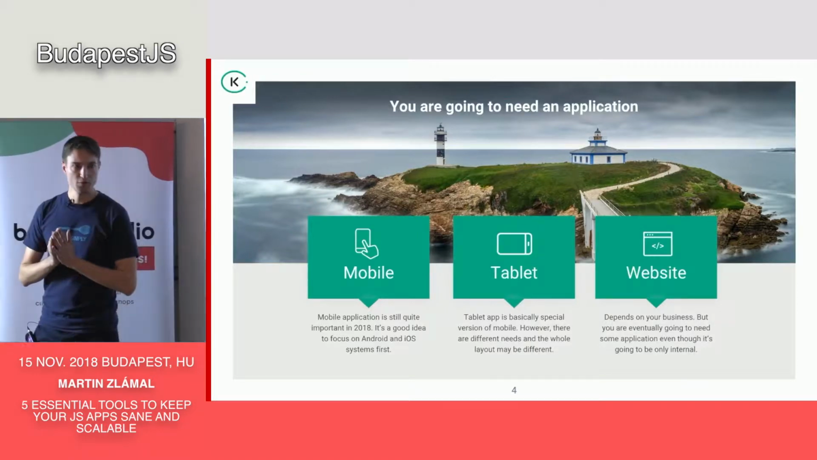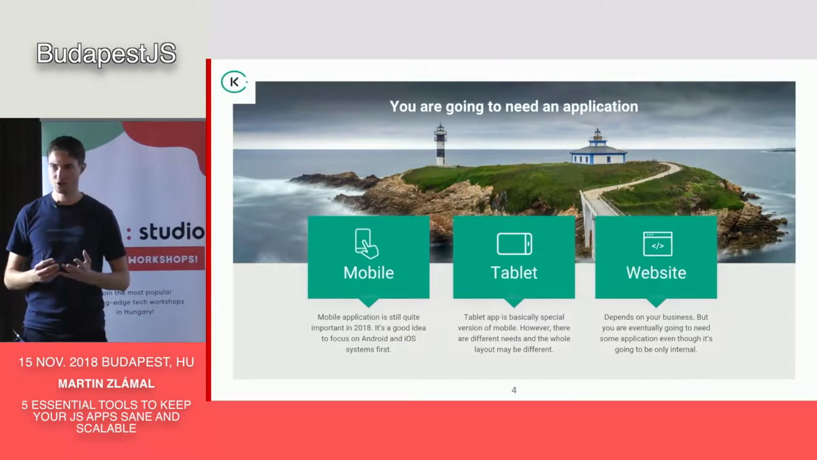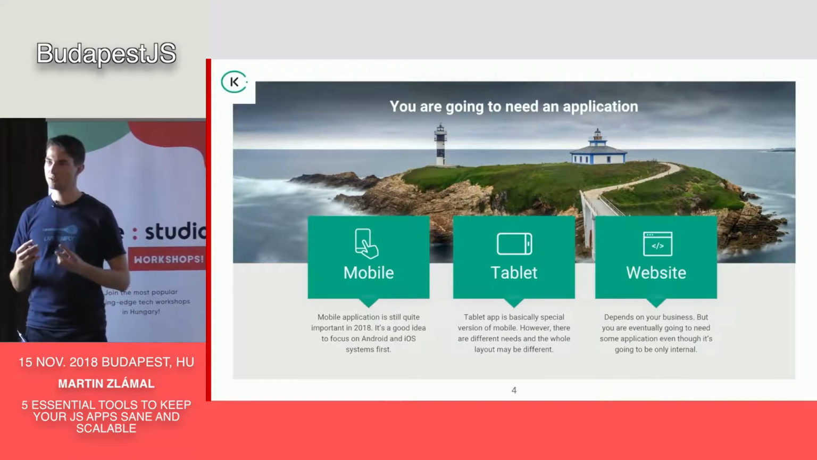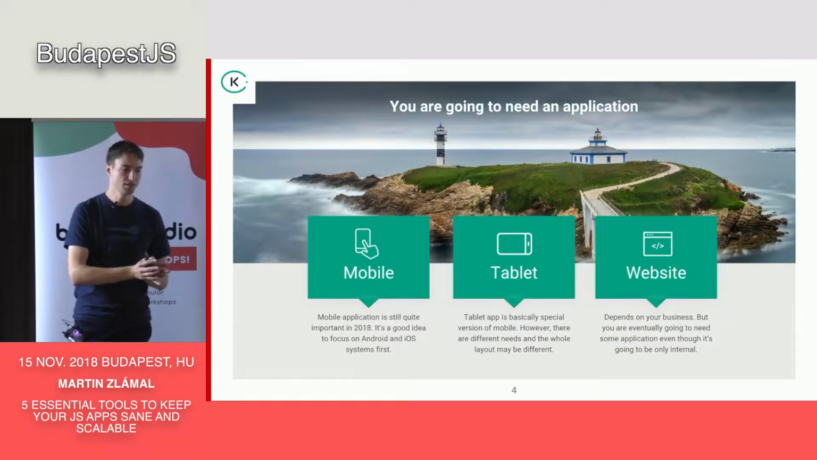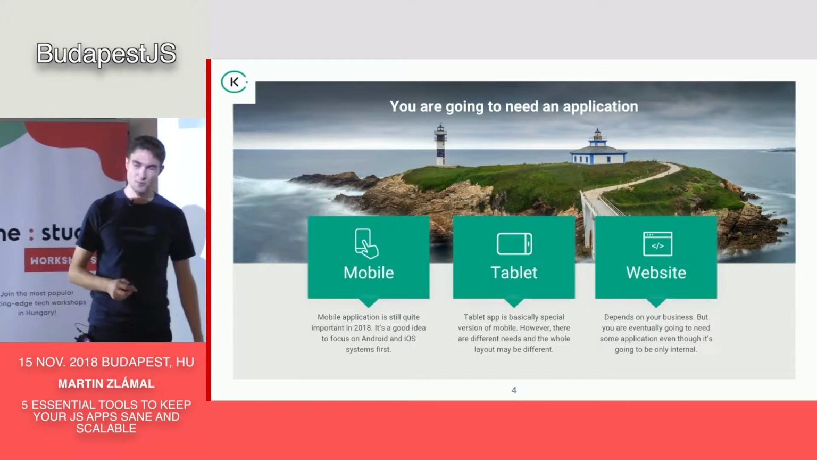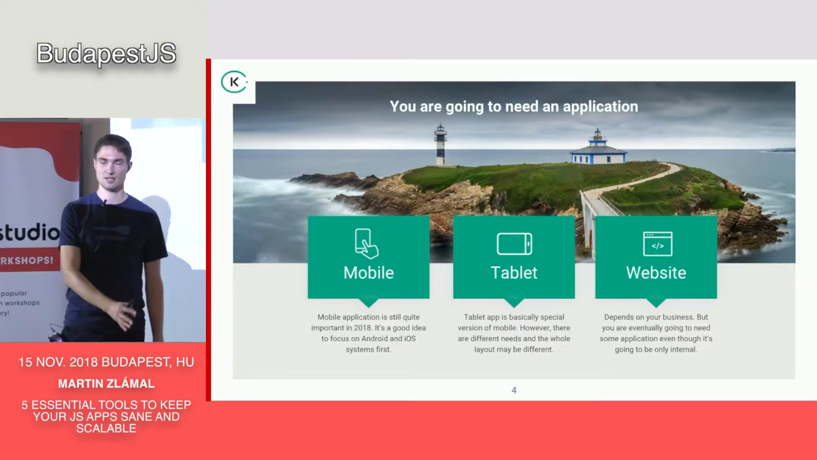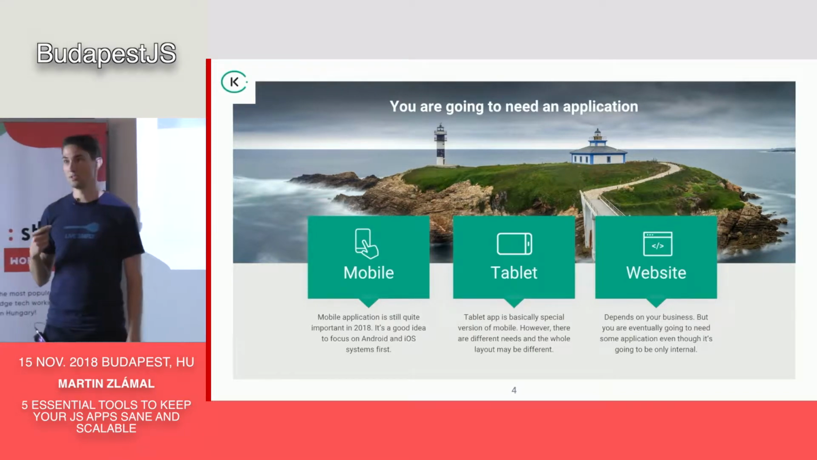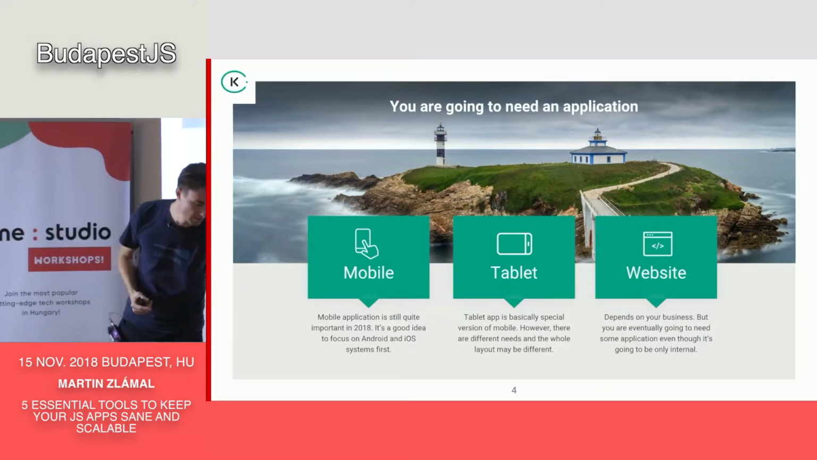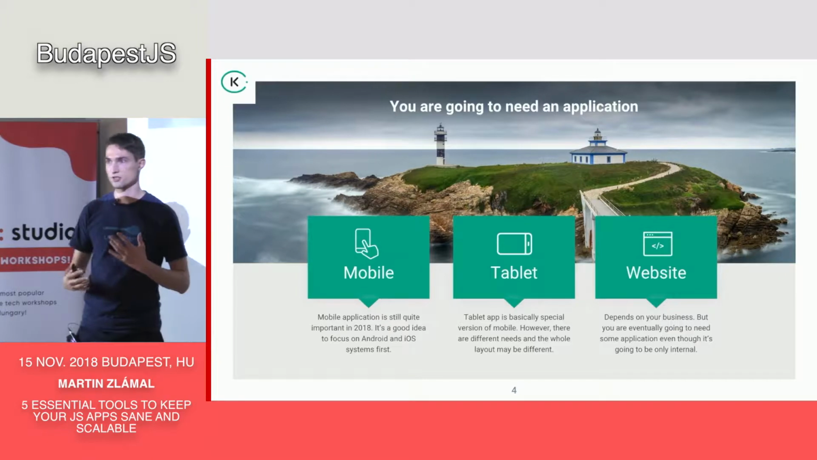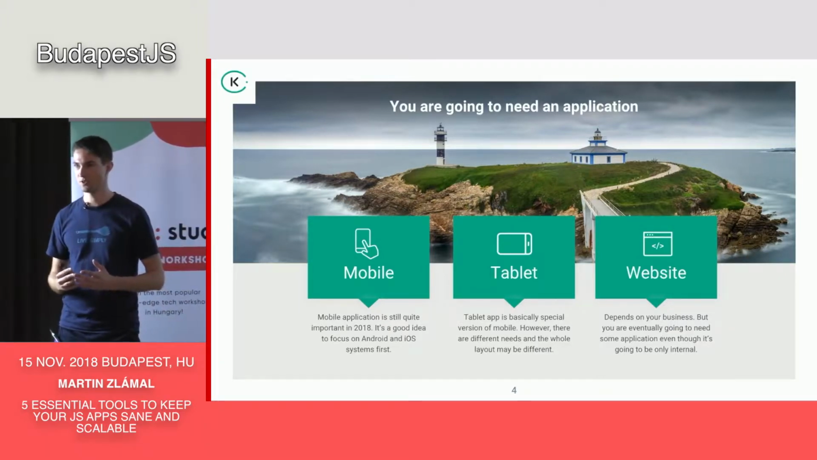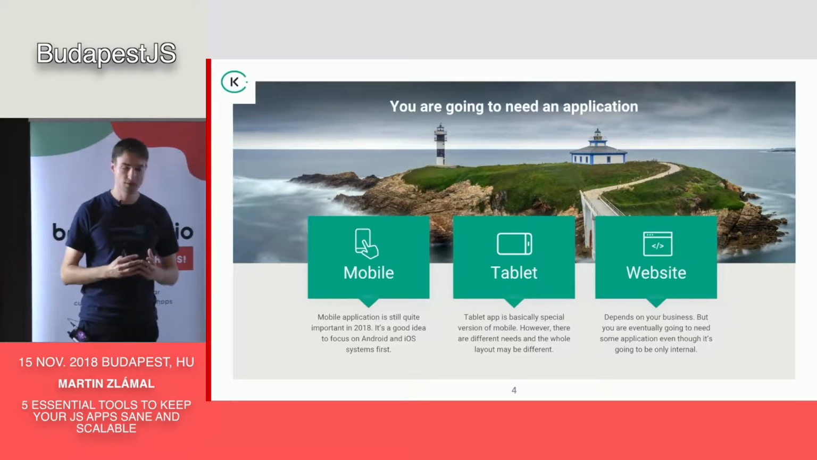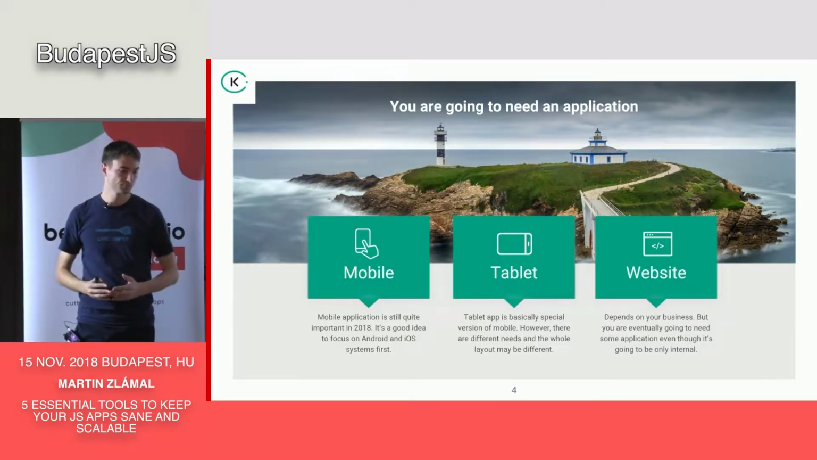So if you want to build a large application that is going to be scalable and going to be here forever, and if you are building a startup in 2018, that's important, you are probably going to need these elements. You're going to need a mobile device. You're probably going to need a tablet. And a tablet is just a different version of a mobile device, but there are still some quite significant differences. And you're probably going to need a website.